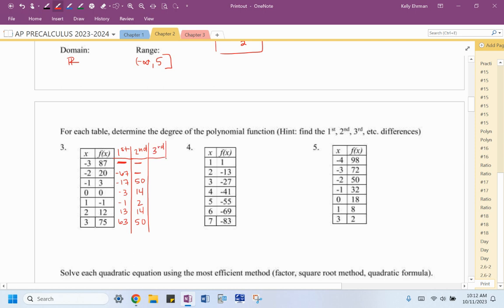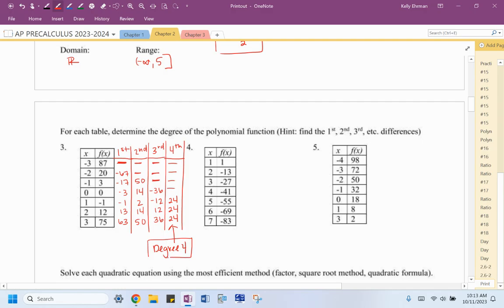Find the third differences. Nothing to subtract there. 14 minus 50 is negative 36. 2 minus 14 is negative 12. 14 minus 2 is 12. 50 minus 14 is 36. That's not constant. Negative 12 minus negative 36 is 24. 12 minus negative 12 is 24. 36 minus 12 is 24. So the fourth differences are constant. That means that this is a degree 4 polynomial.